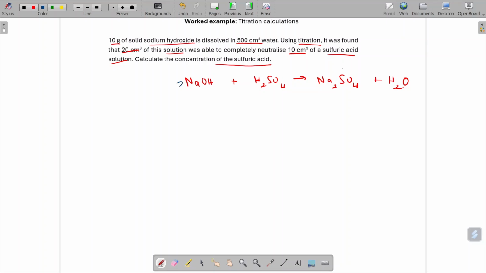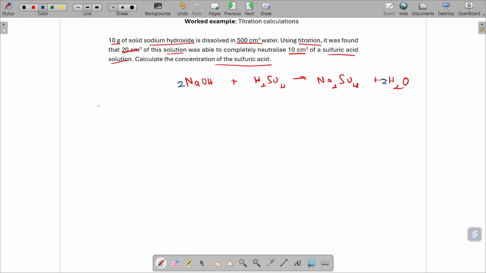Remember that this equation must be balanced. So let's make sure that we have this balanced. And if we put a 2 in front of the sodium hydroxide and a 2 in front of the water, this will be the balanced equation. Now, let's find out how much sodium hydroxide we have in our solution.